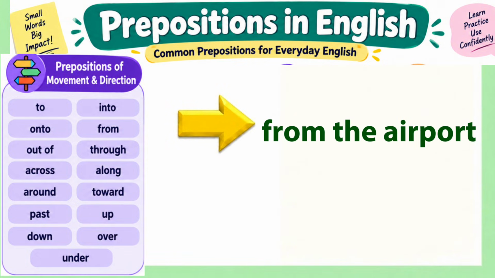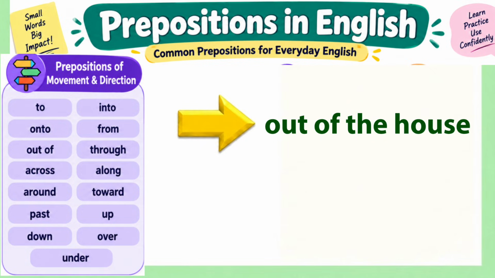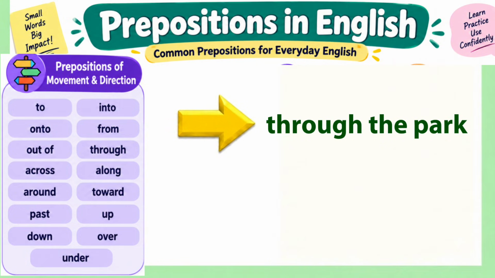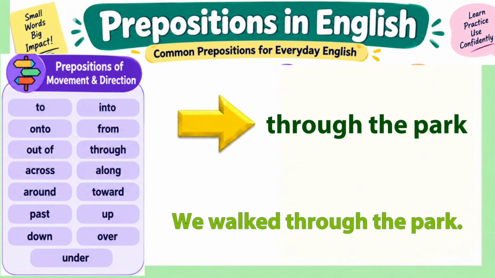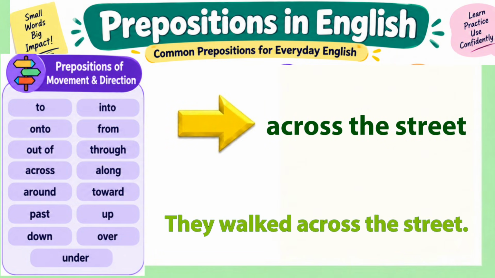From. For example, from the airport. He came from the airport. Out of. For example, out of the house. She ran out of the house. Through. For example, through the park. We walked through the park. Across. For example, across the street. They walked across the street.